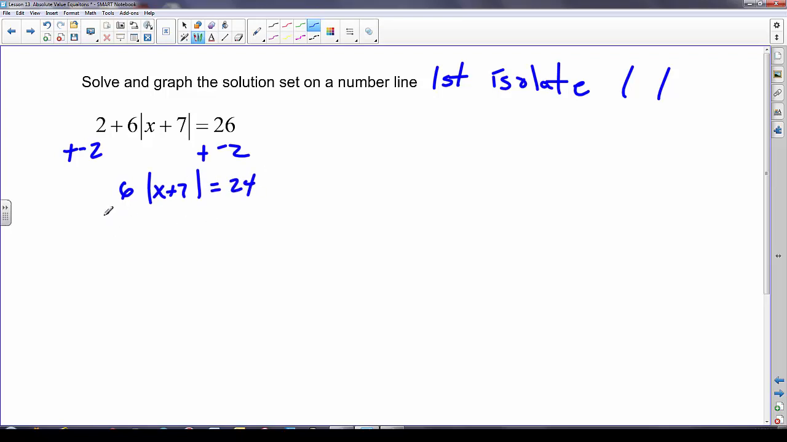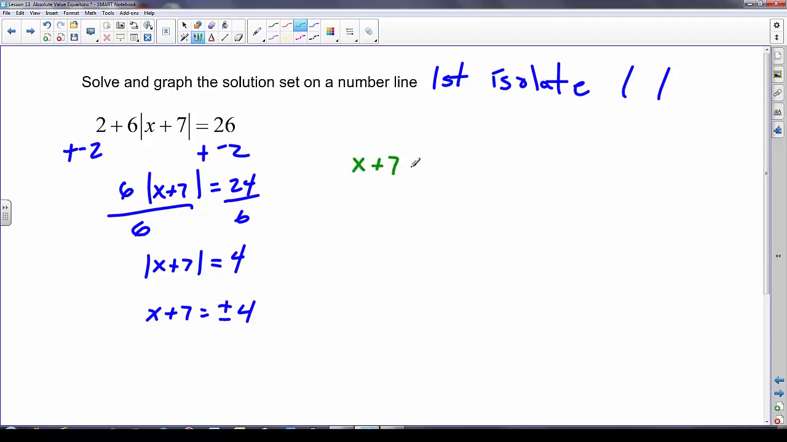I'm going to divide both sides by 6. So I have the absolute value of x plus 7 equaling 4. Now, the inside of the absolute value must equal the plus and minus of the outside. So again, I have two equations to set up. The first, x plus 7 equals 4, or x plus 7 equals negative 4.